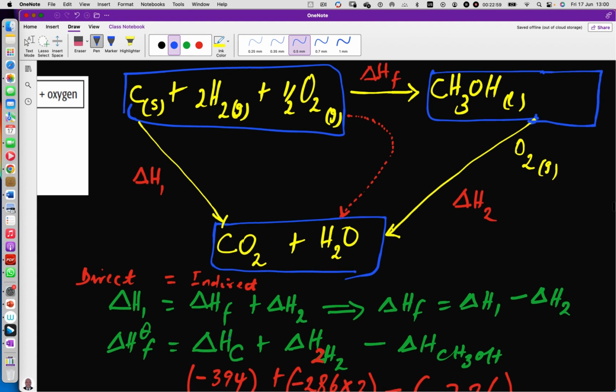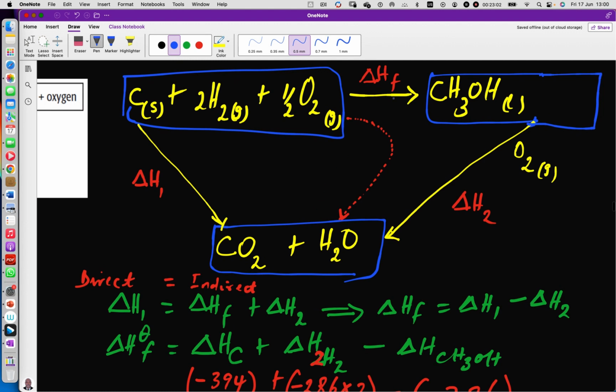When we do this, and we are looking for the value of enthalpy of formation, let's do it. Now, enthalpy 1 is the direct route. Indirect route will be enthalpy of formation plus enthalpy 2. Now again, let's make enthalpy of formation the subject. So enthalpy of formation will be enthalpy 1 minus enthalpy 2. Now let's substitute our values. The value for enthalpy 1 will be the enthalpy of combustion for carbon plus the enthalpy of combustion for hydrogen.